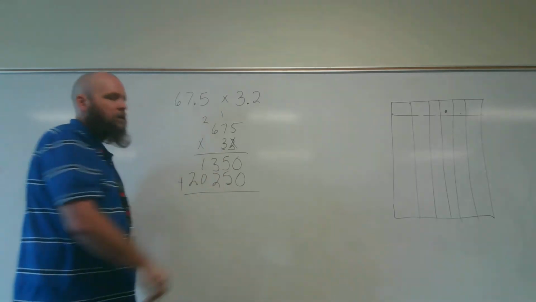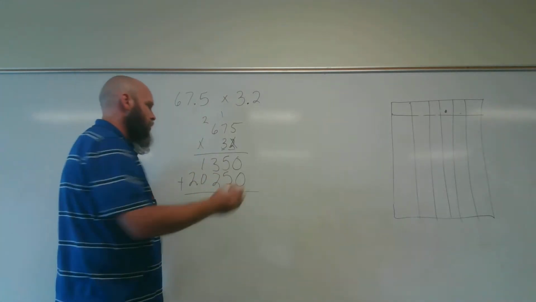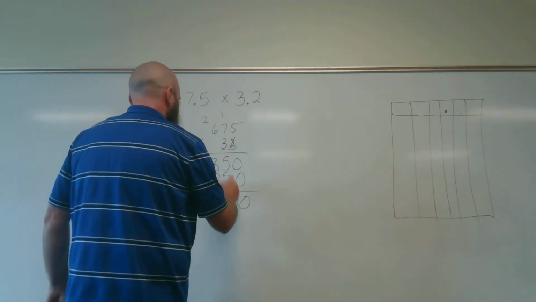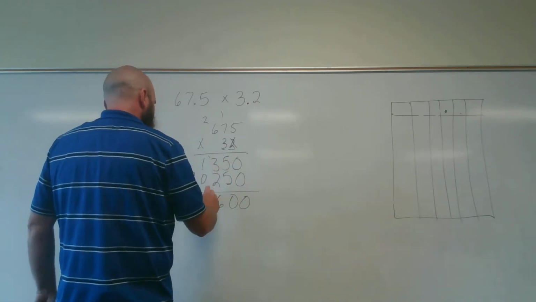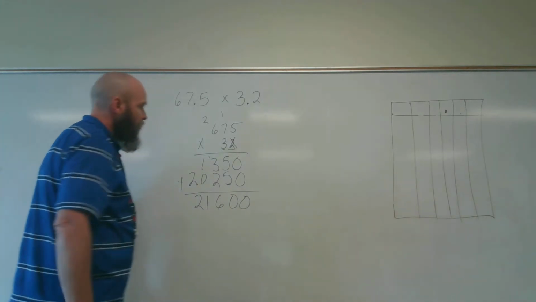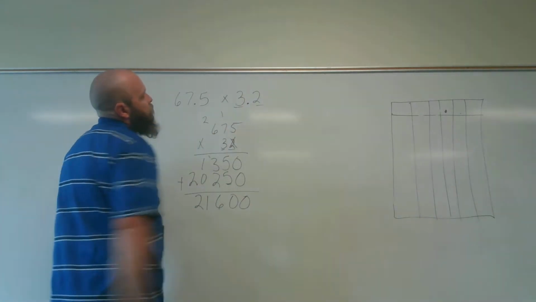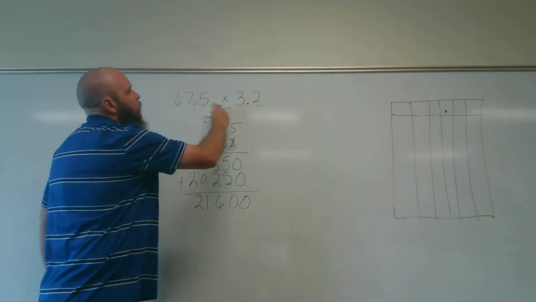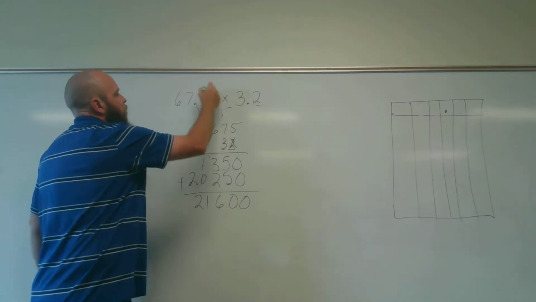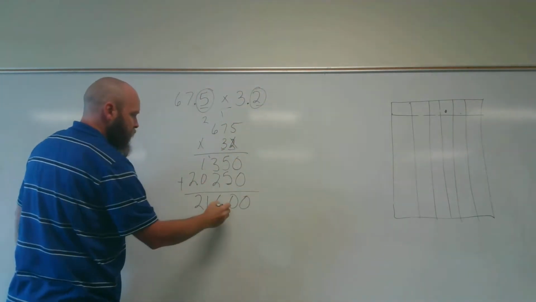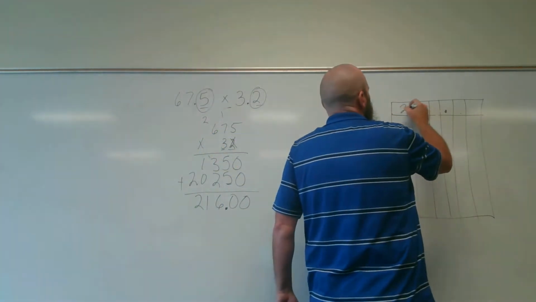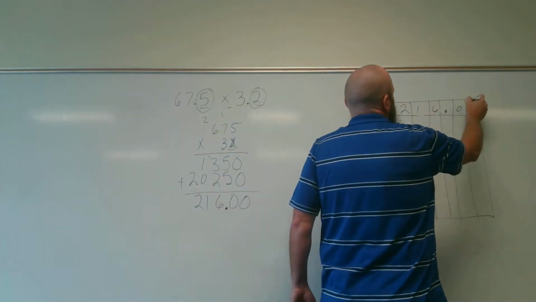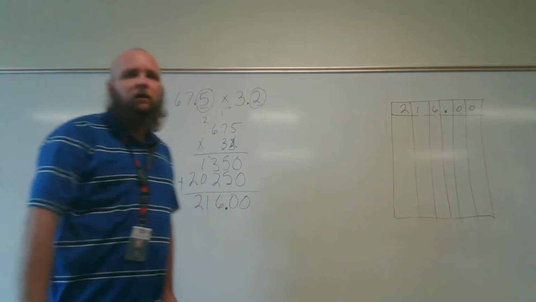I have my two products. I need to find the sum of those two products. I have 0, 10, carry the 1. 3, 4, 5, 6. 1, 2. There are two numbers behind the decimal point in the problem. There need to be two numbers behind it in the answer. So it needs to come over here and go 216, and making sure you bubble correctly.